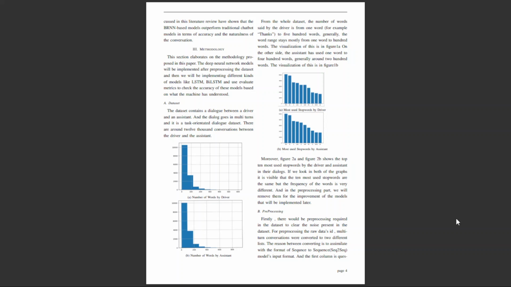Firstly, pre-processing is required to clear the noise present in the dataset. For processing the raw data, multi-turn conversations were converted into two different lists. The reason was to assimilate with the format of the sequence-to-sequence model input format.